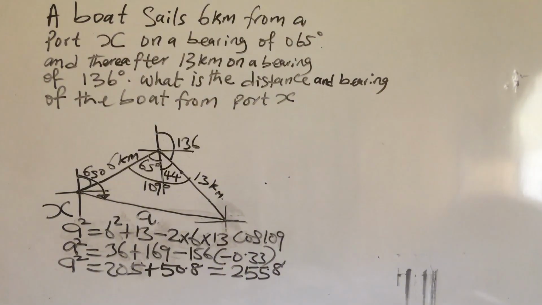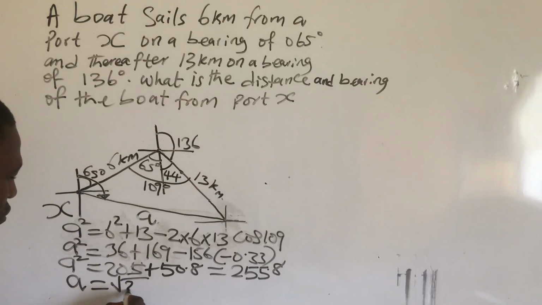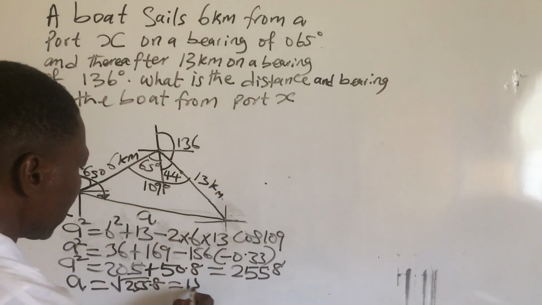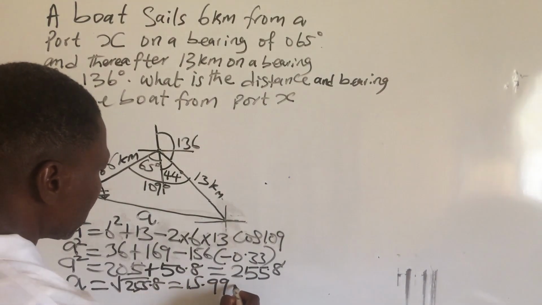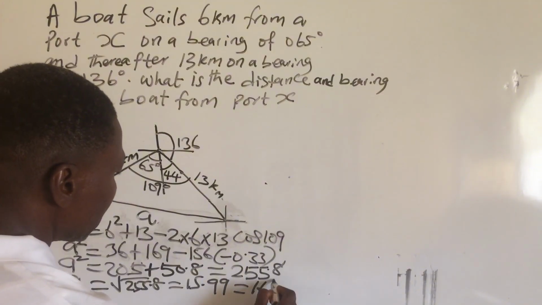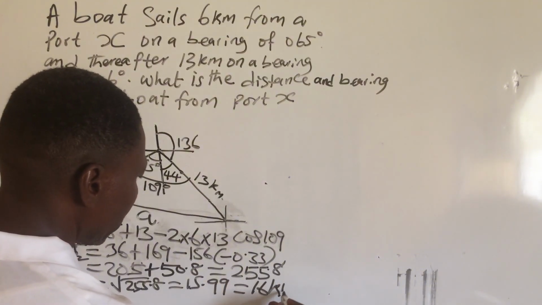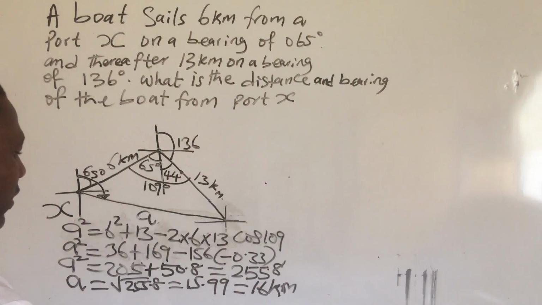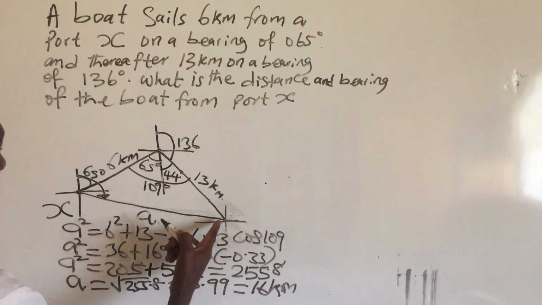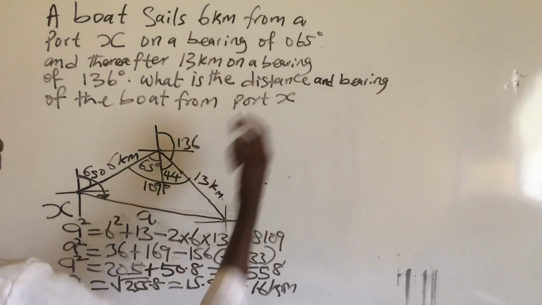255.8. Now finding the square root of both sides, so we find the answer to a. When we take the square root of 255.8, the answer is 15.99, which is approximately 16 kilometers. So 16 kilometers is this distance they are asking us.